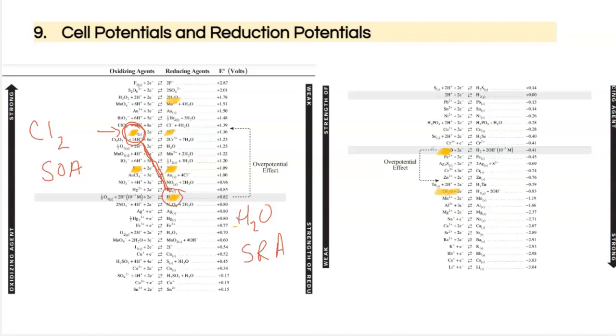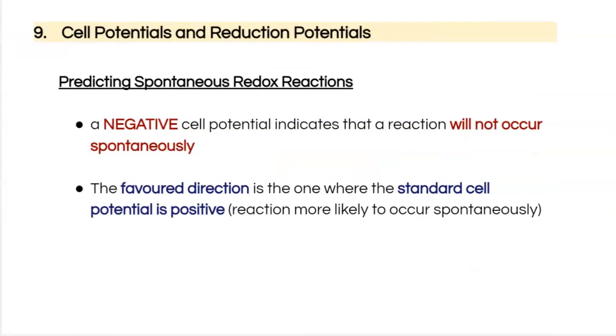So the lesson here is that the only way we're going to be able to drive this and produce electricity is if we have a positive standard cell potential. And if we have a negative cell potential, then that's indicating that the reaction is non-spontaneous, and we will need an energy source in order to overcome that negative cell potential. So let's get a little bit of this down.